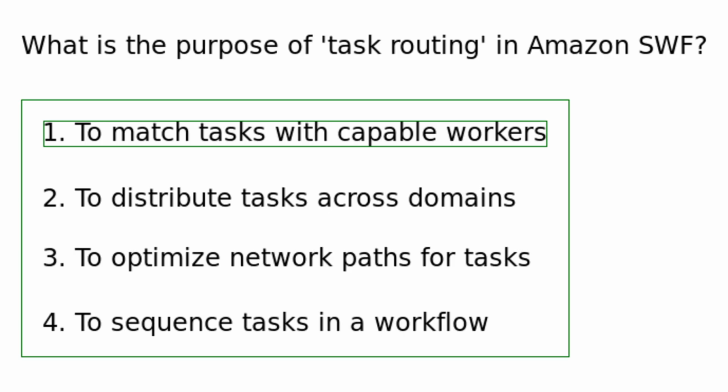Task routing in Amazon SWF is used to match tasks with capable workers. By using task lists and task types, SWF ensures that each task is assigned to a worker that has the right skills or resources to handle it.